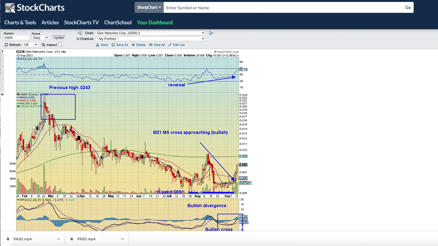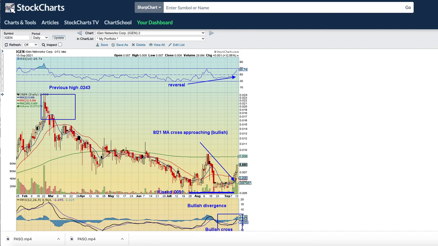It kissed the 51, right here on August 17th, and then it started consolidating, higher lows. Then we saw the 8 into 21 approaching. So we were able to add between 0.0055, which was the lowest, to about 60, right? And now the stock is closing bullish with a market high of 0.008.